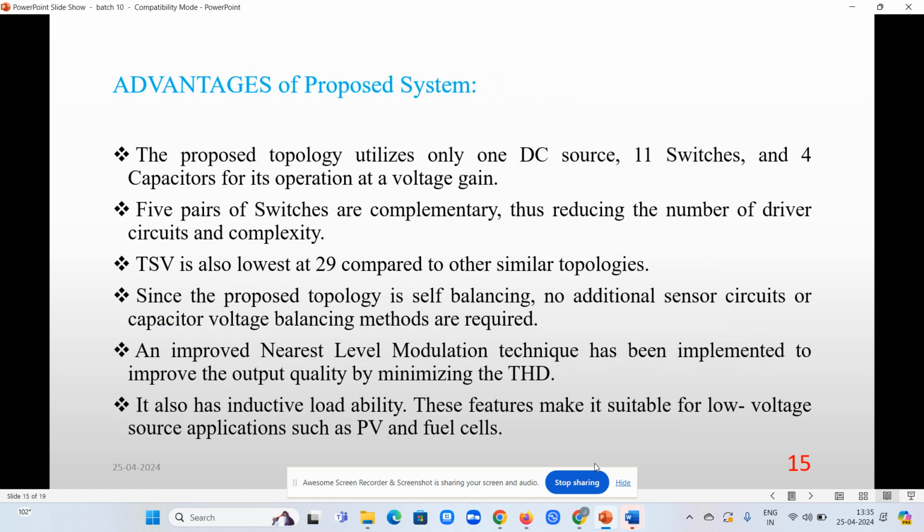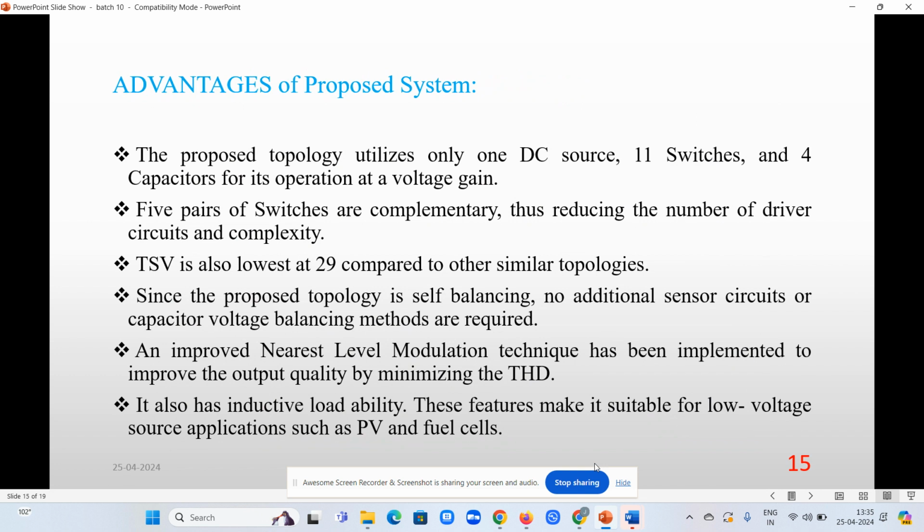The advantages of the proposed system. The proposed topology utilizes only one DC source, 11 switches and 4 capacitors for its operation at a voltage gain. 5 pairs of switches are complementary, thus reducing the number of driver circuits and complexity. TSV is also lowest at 29 compared to other similar topologies. Since the proposed topology is self-balancing, no additional sensor circuits or capacitor voltage balancing methods are required.